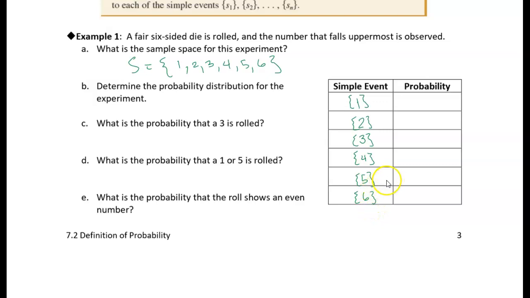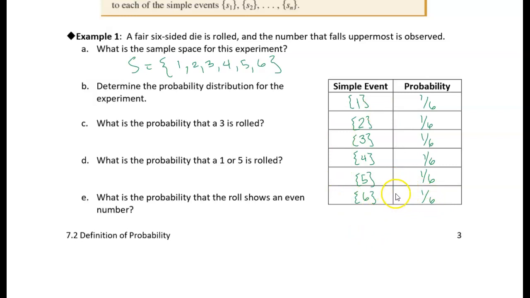And what are the probabilities? Well, when you roll a die, each outcome is equally likely, and there are 6 possible outcomes. So the probabilities are just going to be 1 out of 6 in each case, 1 out of 6. So that's a probability distribution, right? It's just a table of all of the probabilities of all the simple events.